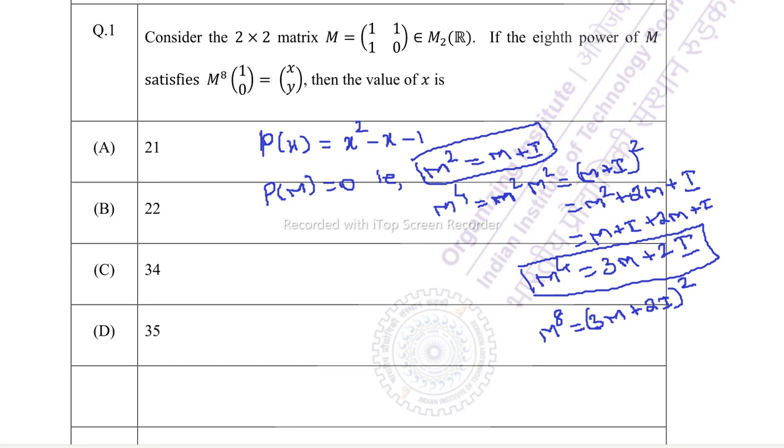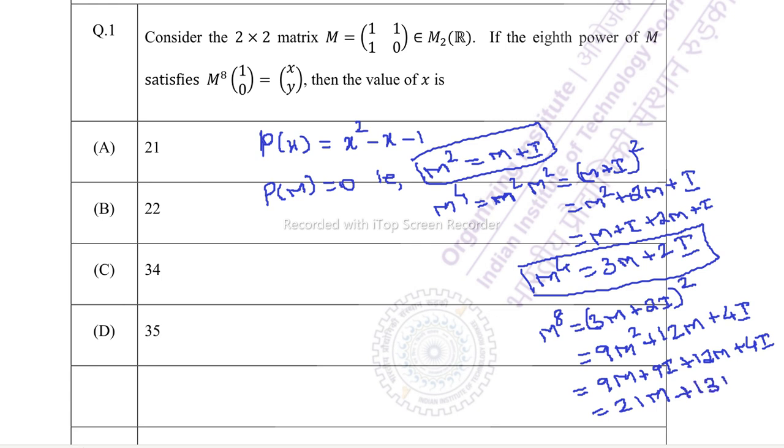We have to multiply two times. So this is nothing but 9M square plus 2ab, therefore 12 times M, plus 4 times I. Again you have to substitute M square equal to M plus I. So you will get 9M plus 9I plus 12M plus 4I. If you add this, we get 21 times M, and 9 plus 4 is 13 times I.